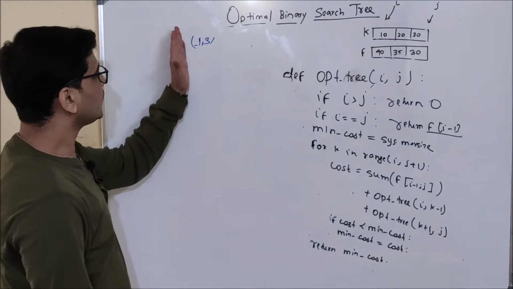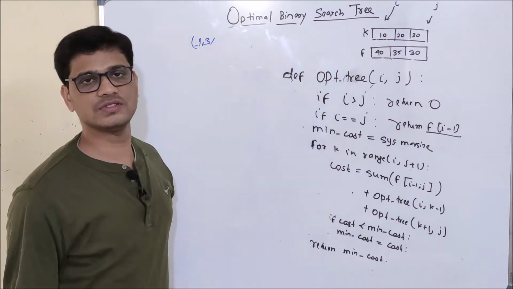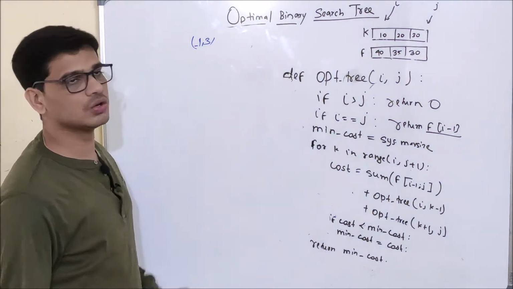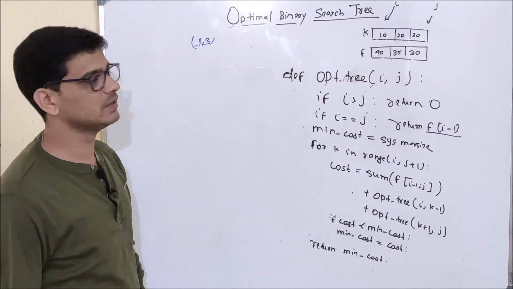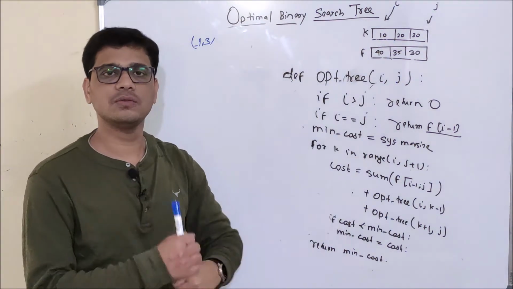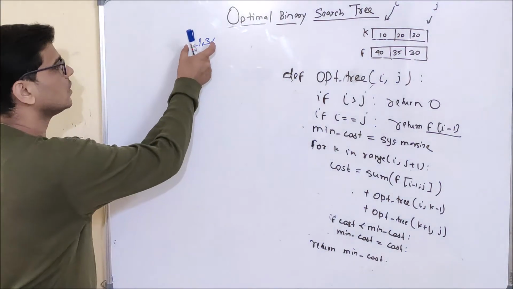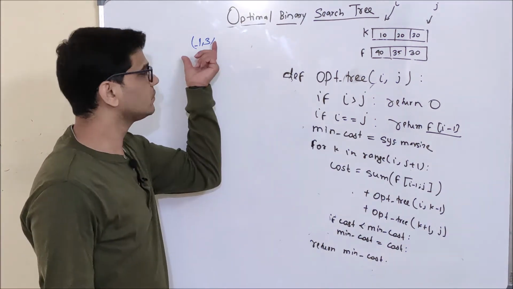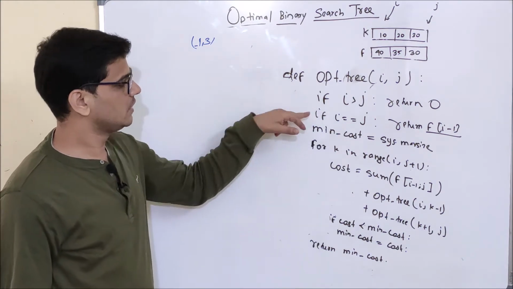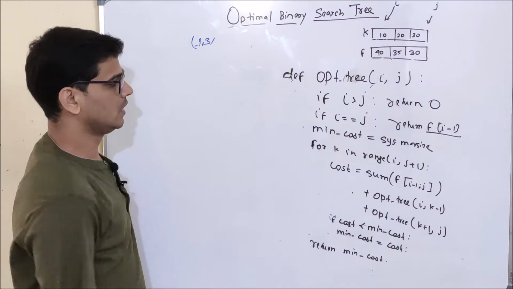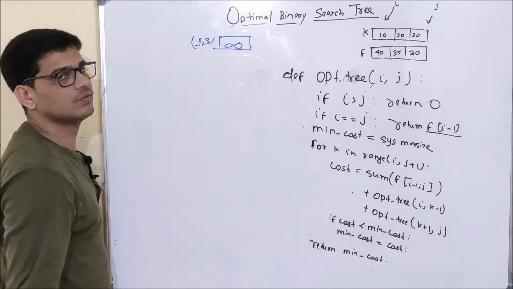Now to find the optimal cost in these keys with these frequencies, I will make a function call optree(i, j), where i is 1 and j is 3. That is, from here to here I will pick a root one by one and find the root having minimum cost. Now see what will happen when this function comes for execution. First of all, this condition will be checked. It will be false. Then this condition will be checked. It will be false. Now this function will create a min cost variable for itself.